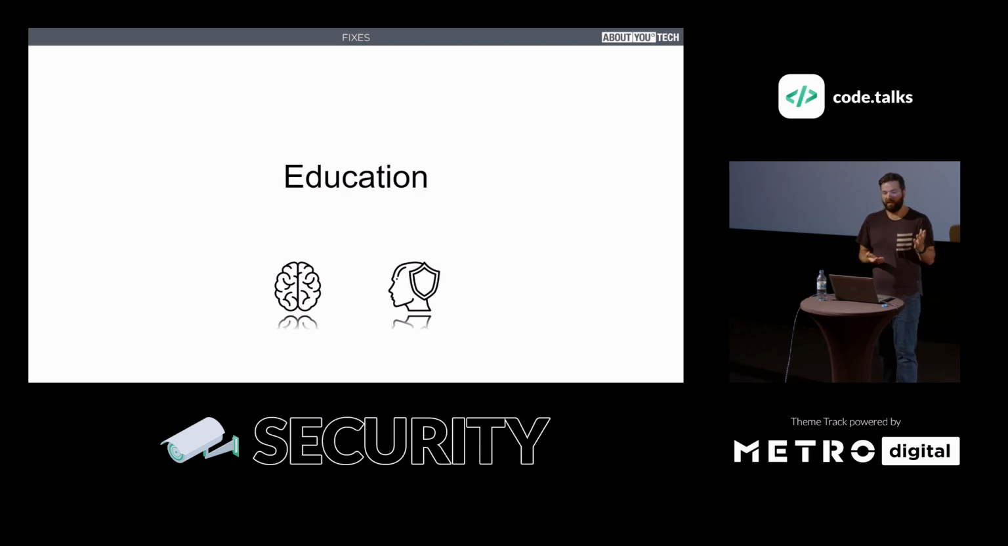And education obviously helps with a lack of security knowledge. And these measures should also improve the security mindset in the company.